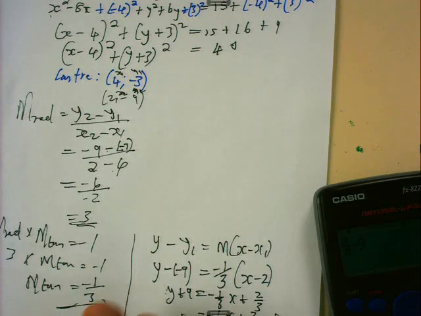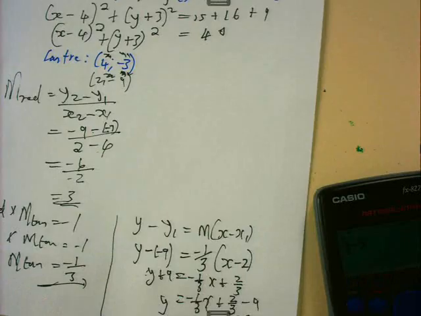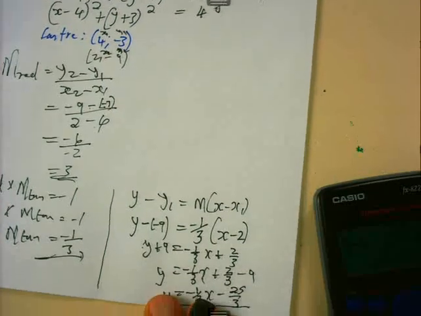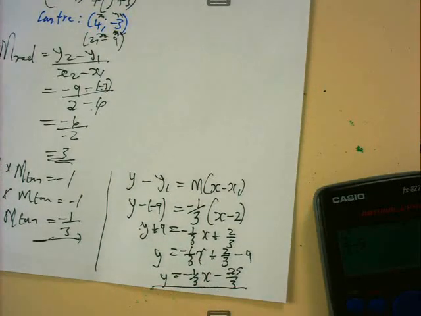Then the equation of the tangent is a straight line, y minus y1 is equal to m into x minus x1. Therefore, you do a substitution and then you simplify. Remember to write your equation in the form y is equal to mx plus c.